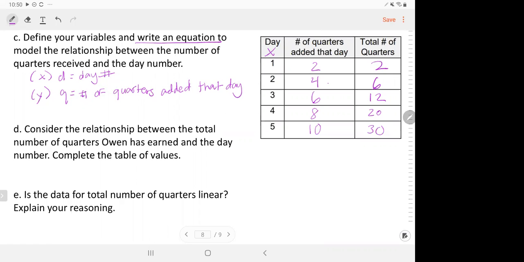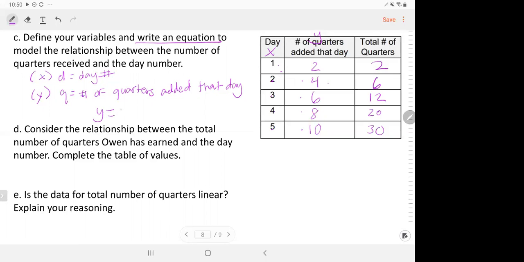So this is my X and this is my Y, okay? And my equation to get from day 1 to day 2, I can add 1 or I can multiply by 2. You're going to see that from day 2, I'm multiplying the day number times 2. So 2 times 2 is 4, 3 times 2 is 6, 4 times 2 is 8, 5 times 2 is 10. So when you write an equation, it should work for every single example.